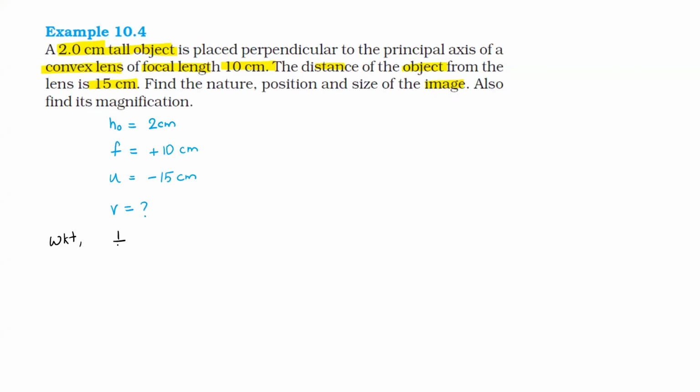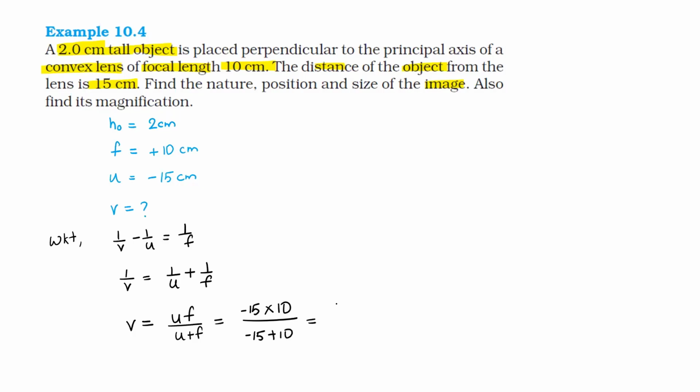We know that 1 by V minus 1 by U is equal to 1 by F. From this equation, what is 1 by V? Can be written as 1 by U plus 1 by F. And if I directly write V, it will be UF by U plus F. Now substitute UF by U plus F. U is minus 15 into F 10 divided by minus 15 plus 10. So here also similar to last class, it will be minus 150 divided by minus 5. Minus and minus will cancel. You will get again 30 centimeter.